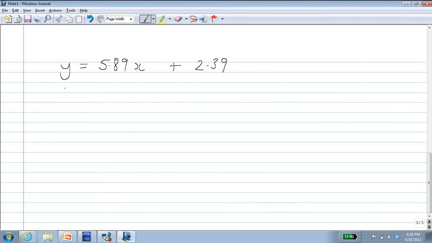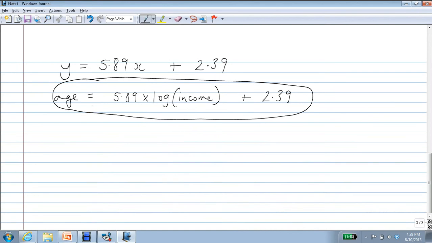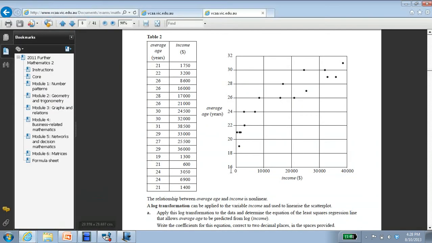Okay, now again, I want to get rid of y and x. I want to use the actual words. So y was age, 5.89, and x was log of income. Times log. Okay, here is my equation. So if I was asked to write the equation, that would be okay. That would be perfect. However, let's just check how they want us to write it.